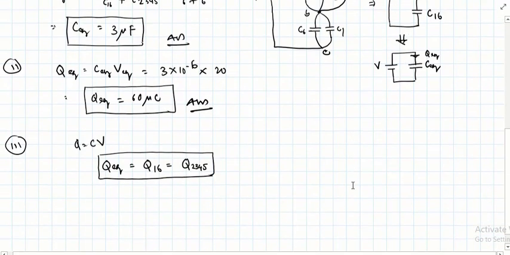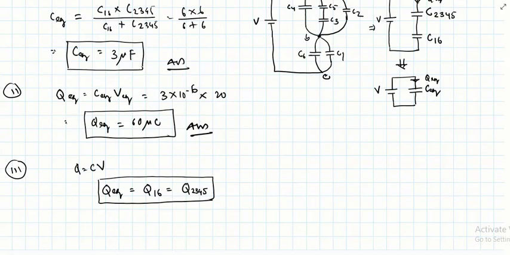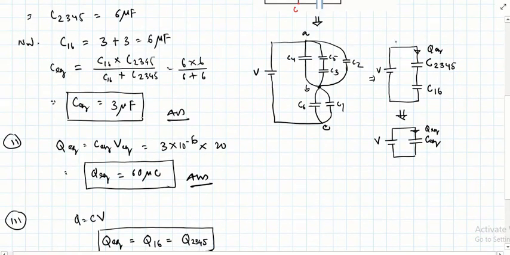So fine. Since I'm going to find out the voltage first, then I'll be able to find out the charge. Then I can say that Q16, the charge across the capacitor 1 and 6 over here, what would be that equivalent charge? That is also going to be the equivalent charge. Also this Q2,3,4,5, that's what I write, because they are in series, it's going to be the same.